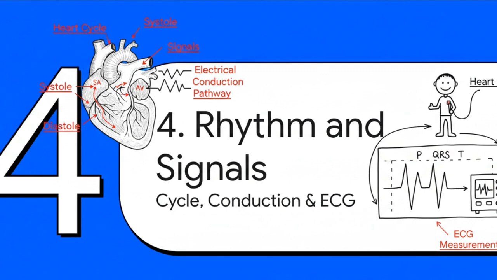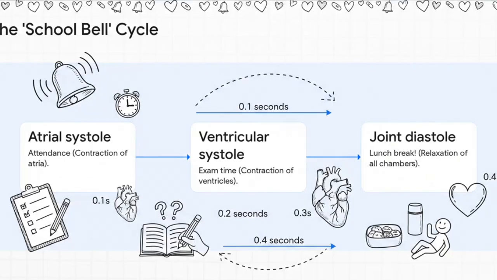We're talking about the heartbeat itself, the cardiac cycle, the electrical signals that drive it, and how we measure all of it. Let's make the cardiac cycle easy with the school bell story. Think of it like a school day. First, you have atrial systole. That's the atria contracting, like taking attendance. It only lasts about 0.1 seconds.